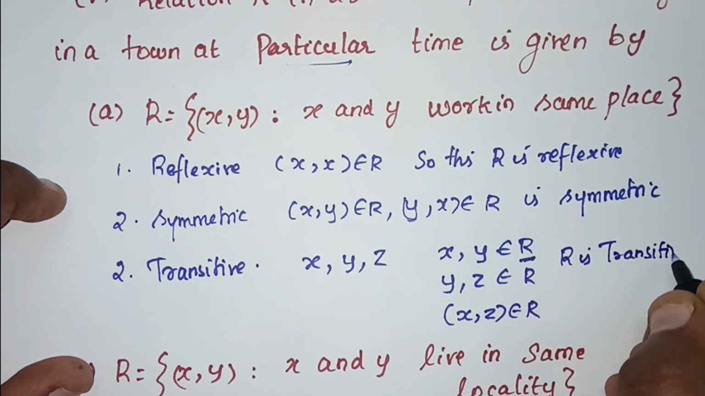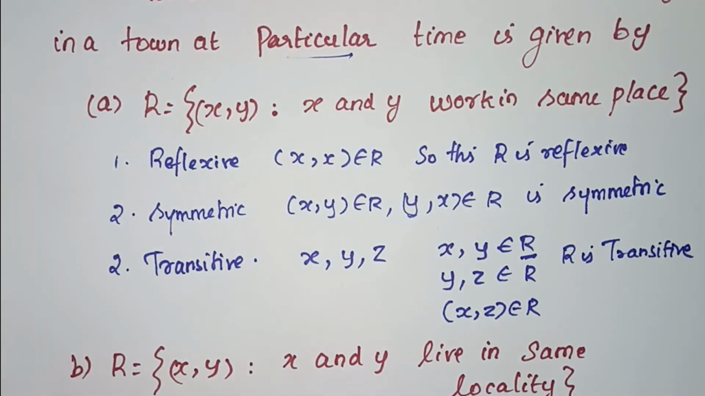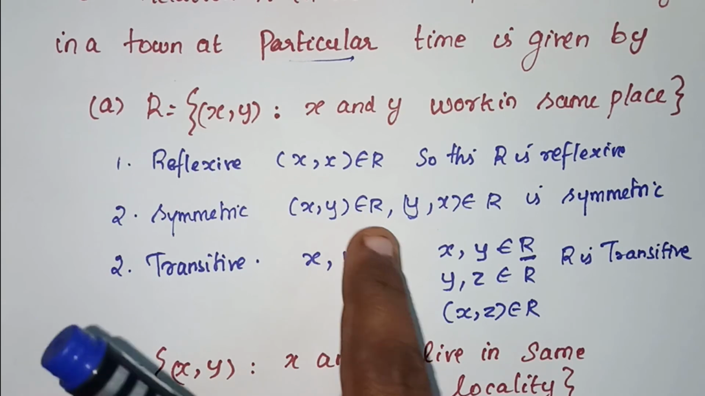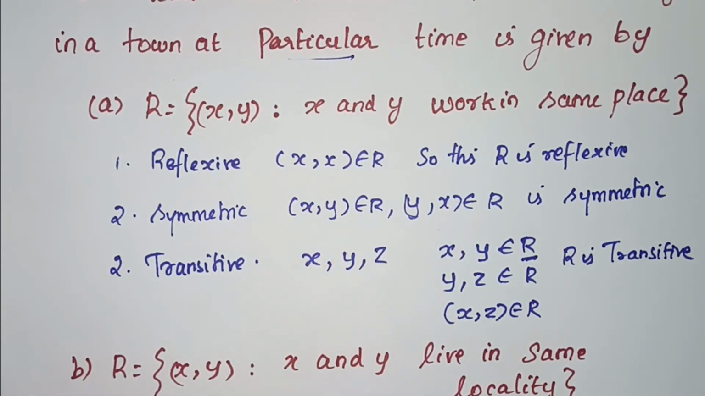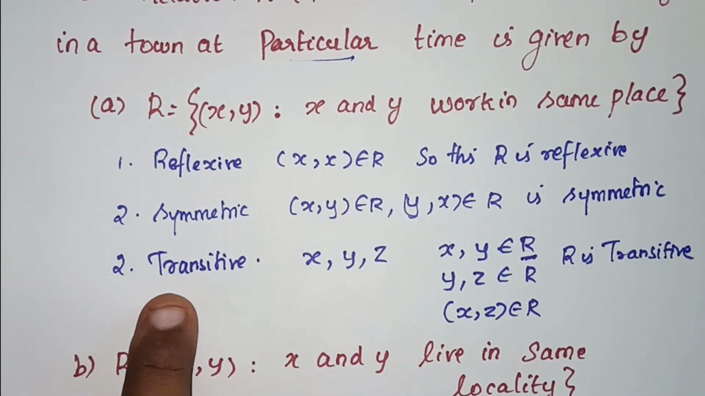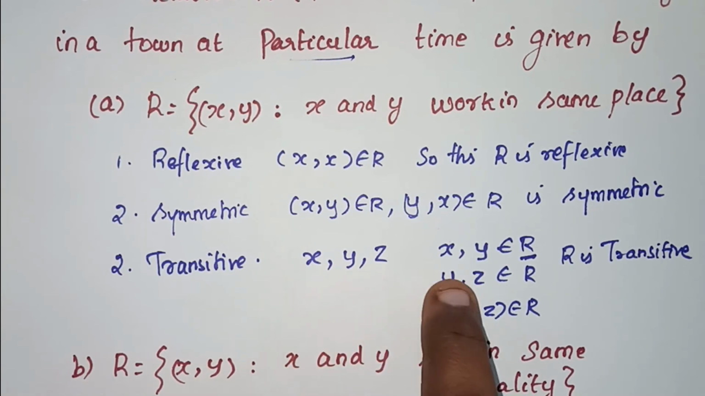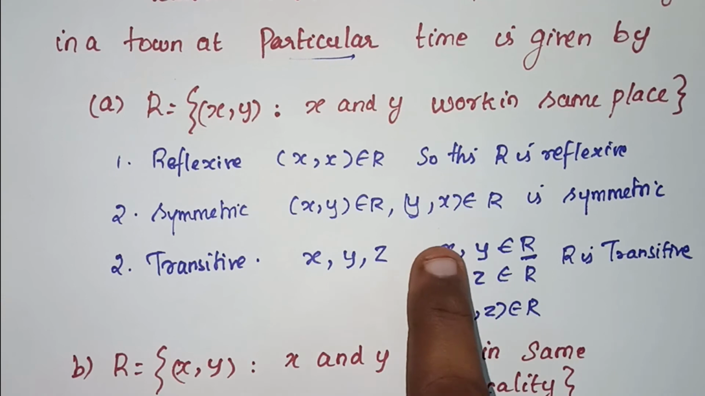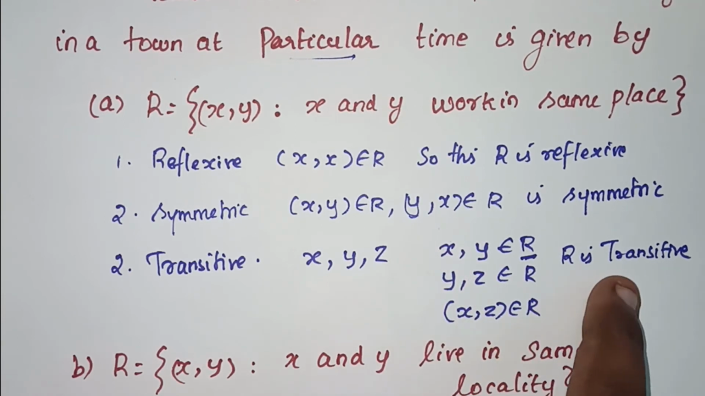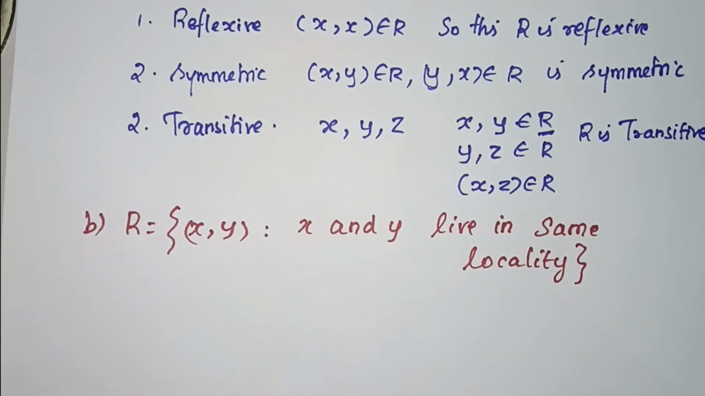So it is very easy. If 2 persons x and y work in the same place, obviously y and x also work in the same place. So it is symmetric. Reflexive means one person working in the same place, so (x, x) also belongs to R. Next, transitive. 3 members: x and y work in the same place, y and z work in the same place, means obviously x and z also in the same place. So it is transitive.